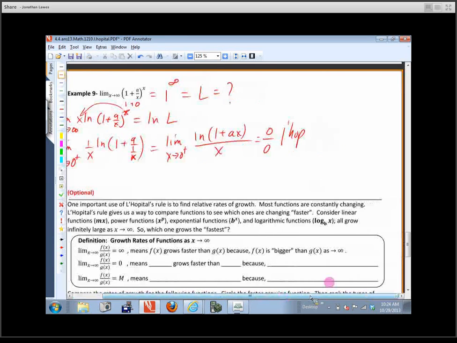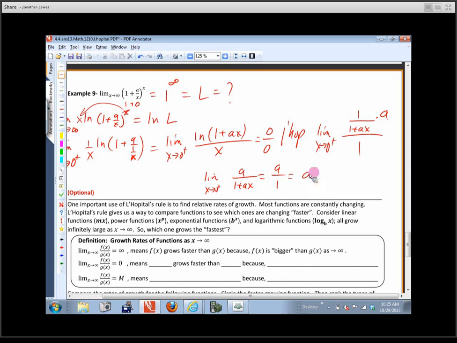And again, this is one that's pretty easy to differentiate. So this is going to be the limit as x approaches 0 from the positive side. The bottom is a 1. The top is a 1 over 1 plus ax times a. So I'm finding the limit as x approaches 0 from the positive side of a over 1 plus ax. Top's an a. Bottom has a 1 and a 0. So the limit is a.